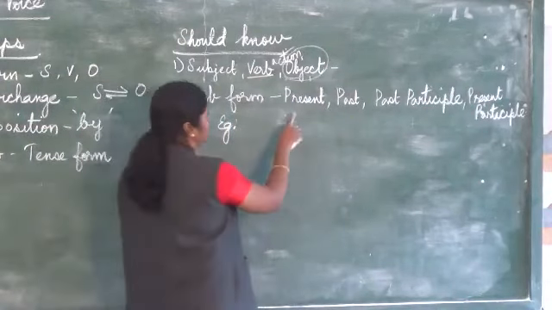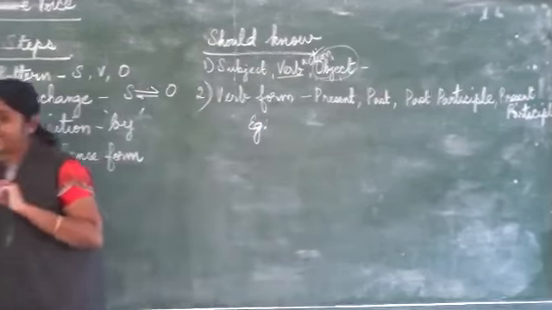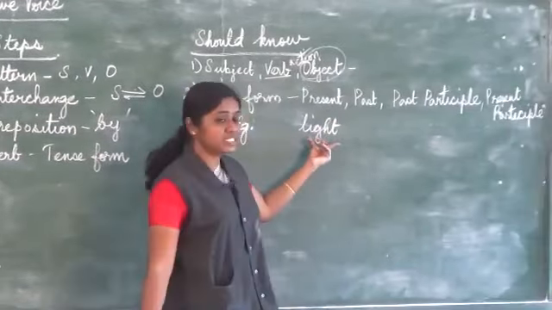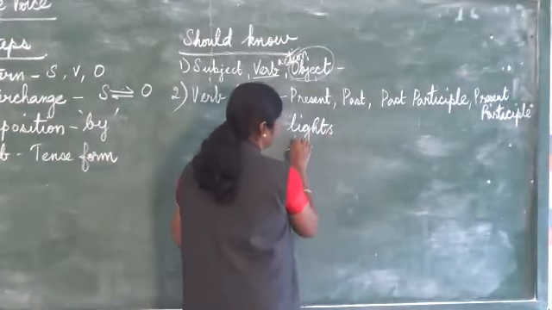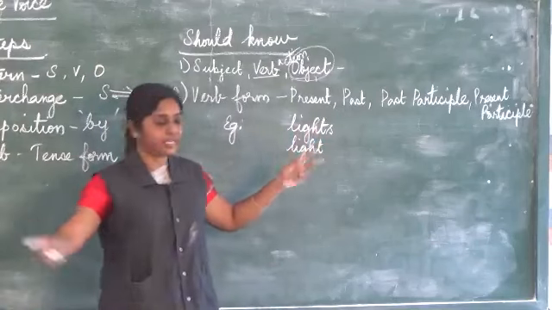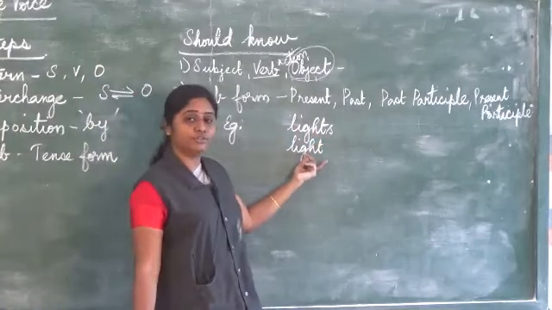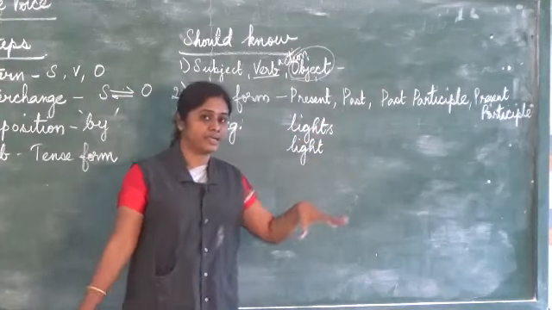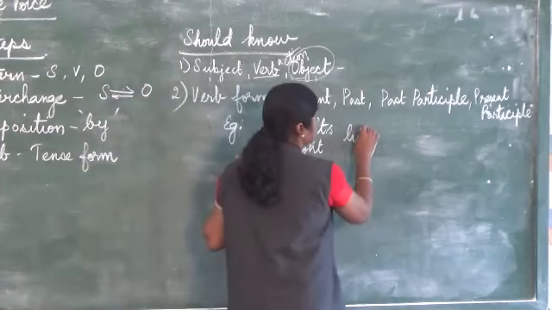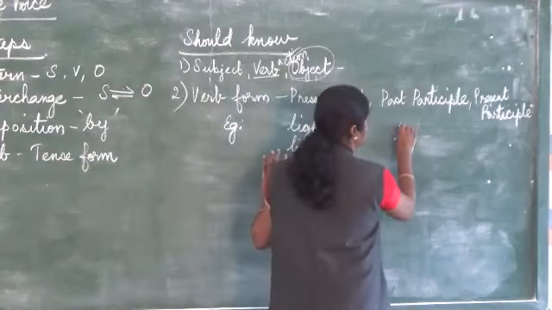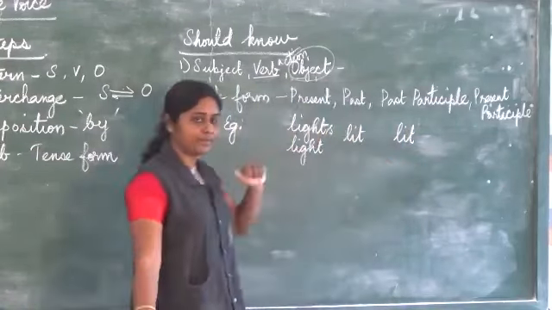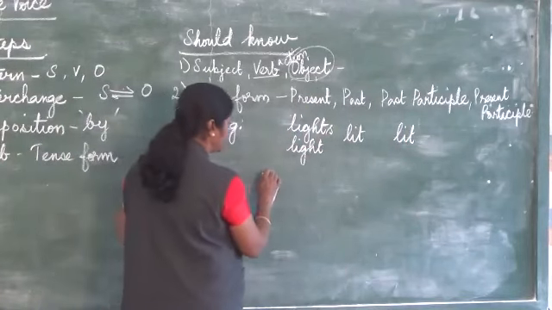Our example here is the word light. So light, if the subject is singular, we use lights. If it is plural, we use light only. He lights, that is what I have given here. If the subject is they, we usually use light: they light a candle. Clear? Now what is the past tense of light? It is lit. Past participle is also lit. And present participle is lighting. Clear?